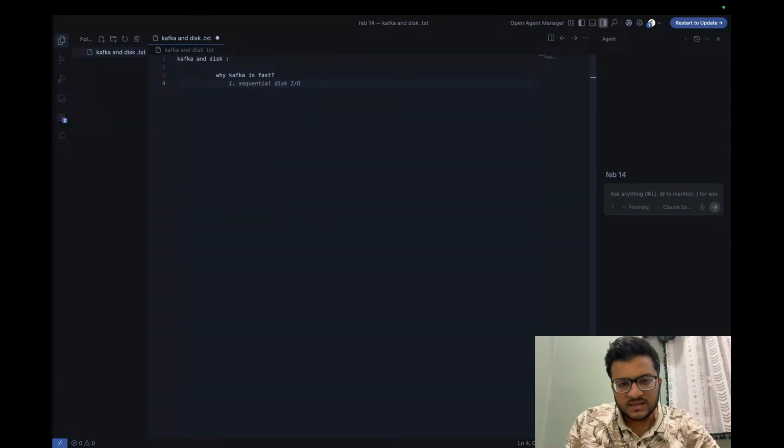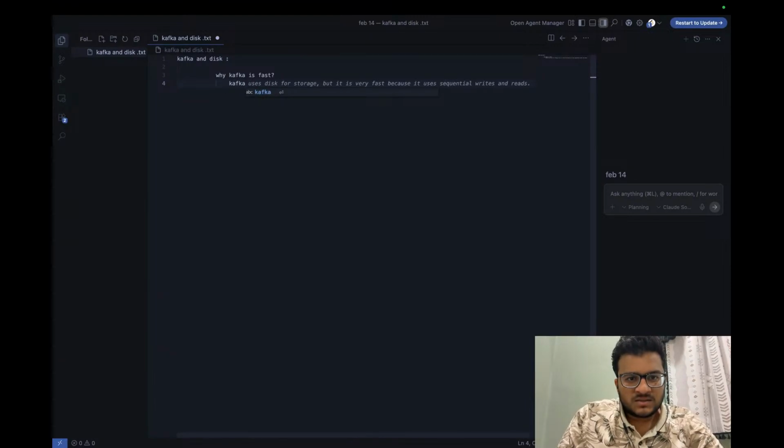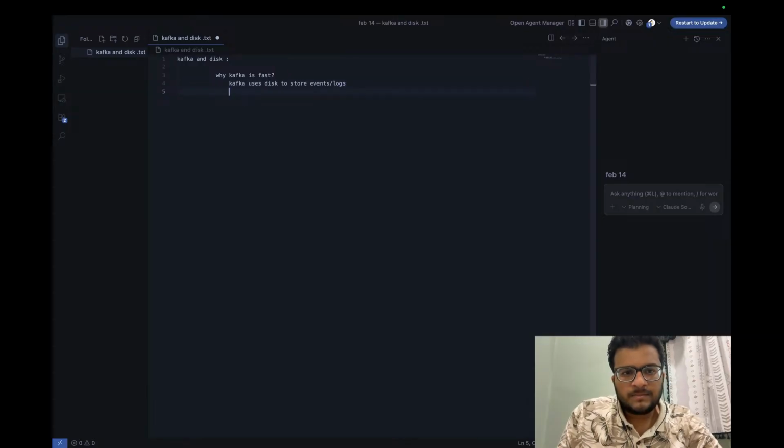So many things are fast, right? What's so special about Kafka being fast? Kafka is fast and special because Kafka uses disk to store events or logs.